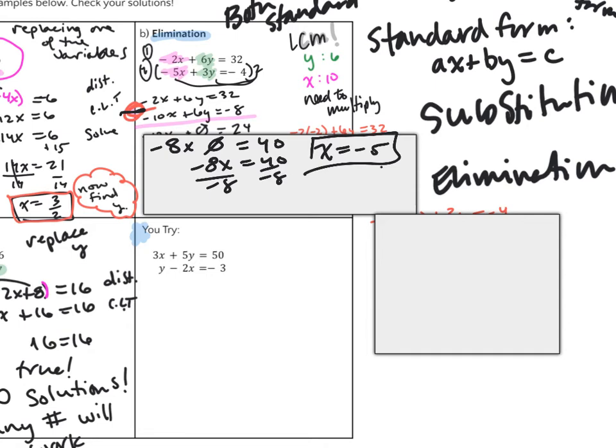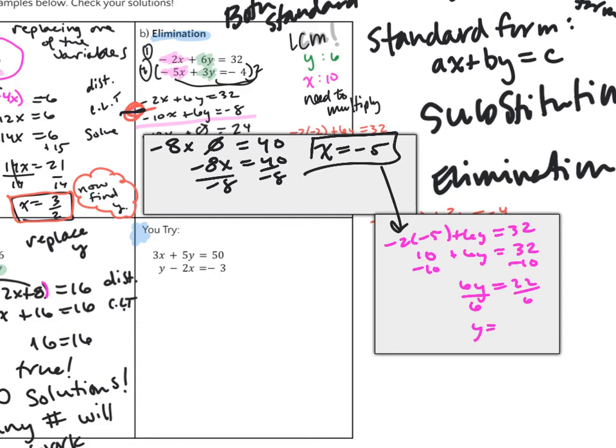Isn't that so funny? Now find y. Okay, so negative 2 times negative 5 plus 6y equals 32. 10 still, plus 6y equals 32, minus 10. I still do not like this answer. What is that, 11/3?